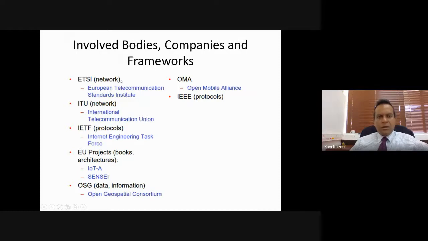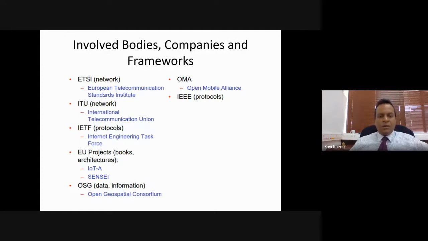All these standardization organizations are involved in formalizing and standardizing IoT as well. Not only standardizing in terms of communication, Wi-Fi, Bluetooth, the different types of communication, but also the type of architecture that we should be following, the type of communication that we should have, and the kind of data transmission that we should have.